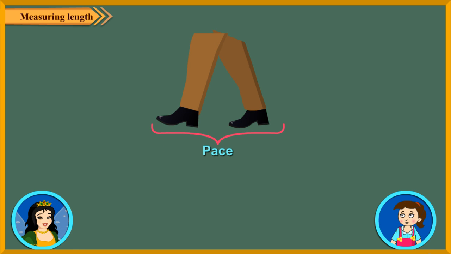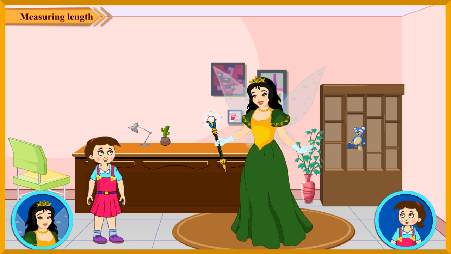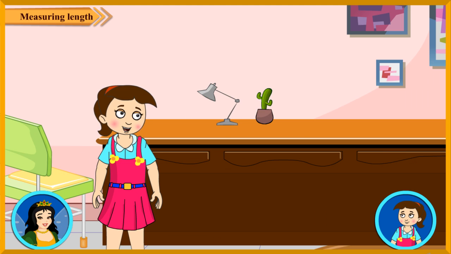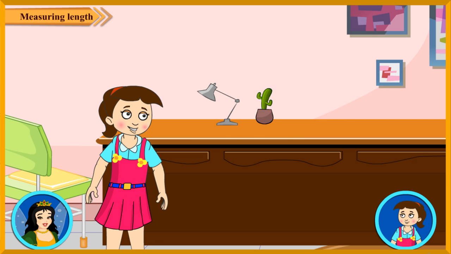We can use pace to measure bigger distances. 1 pace is the distance from the heel of one foot to the toe of the other foot in a step. Come, let us measure the length of this hall using pace. The length of this hall is 8 paces.